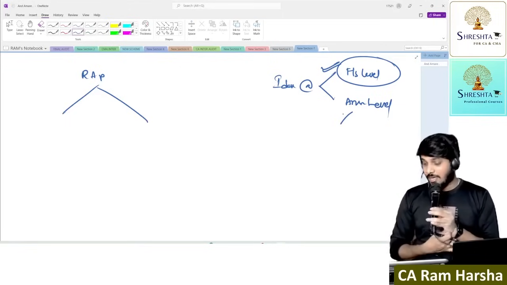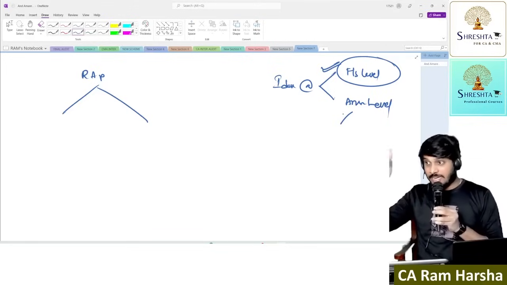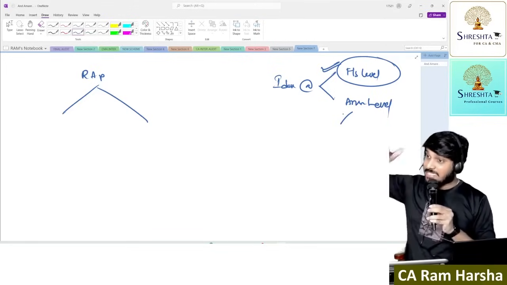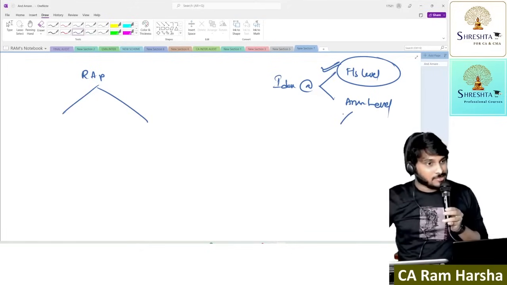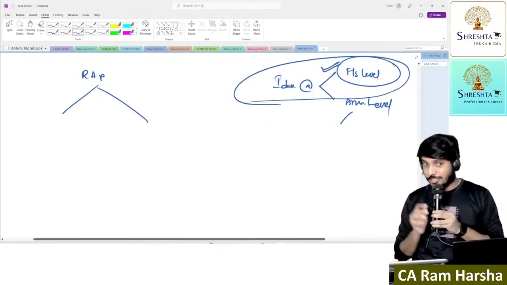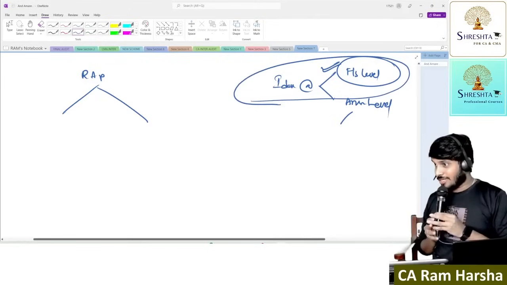So, see here, auditor will not identify risk at two levels. Whatever risk I identified, I will classify them at two levels. You know, when we find something called financial statement level risk, we will not continue with audit. What we will do?